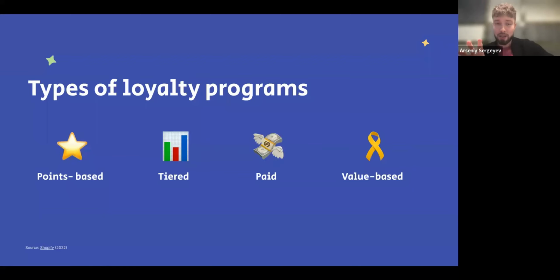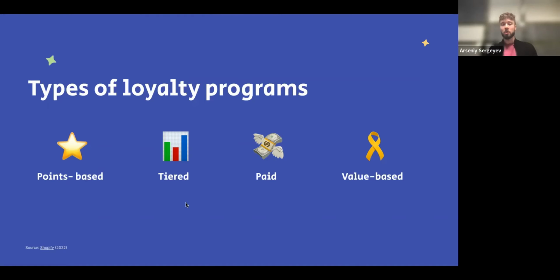Now, talking about the types of loyalty programs. Shopify identified four main groups: points-based, tiered, paid programs, and value-based programs. Of course, you can look at these as different features. Good loyalty programs that you would see online or elsewhere wouldn't be just points-based, or just tiered or just paid. It could be more of a mix, but let's look at these as groups of types of features of loyalty programs that you may have.